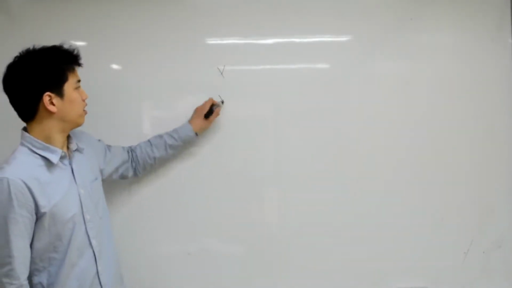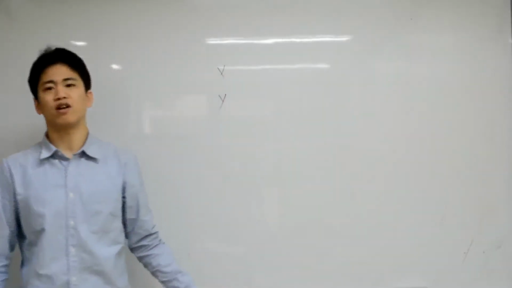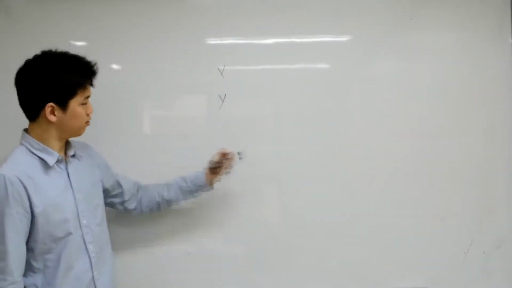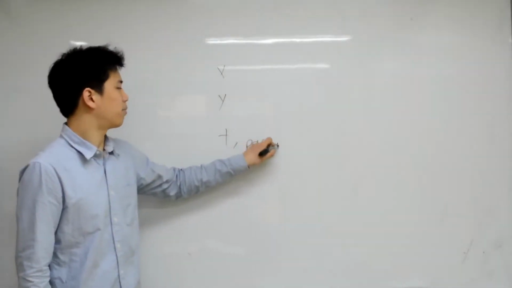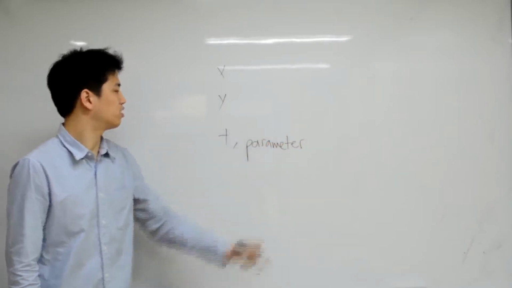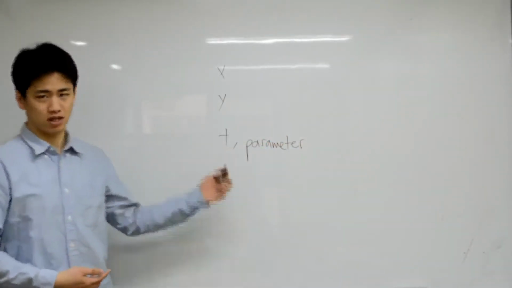When we have a relation between two variables x and y, it's often useful to express these two variables in terms of a third variable called the parameter. And the parameter is often written or represented by the letter t, though it doesn't have to be.